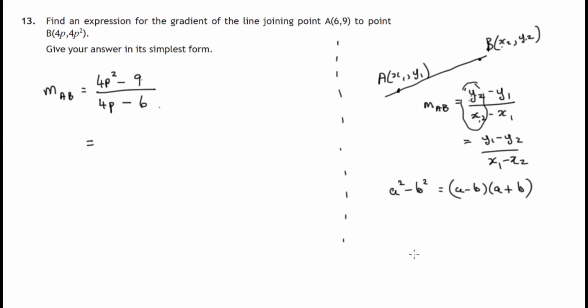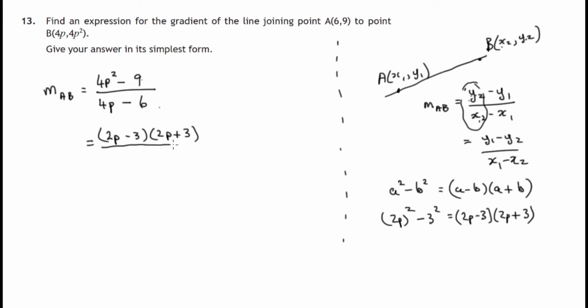That's the pattern. So in the case of 4p squared, we've squared 2p. In the case of 9, we've squared 3. So we would get 2p minus 3, 2p plus 3. You can always check these by doing firsts, outsides, insides, lasts to check that when you multiply them out, you do get back to what you started with. So 2p minus 3 times 2p plus 3.